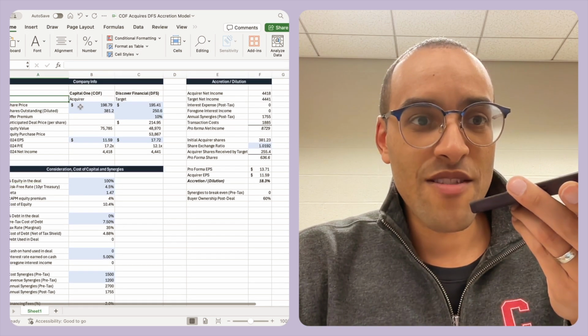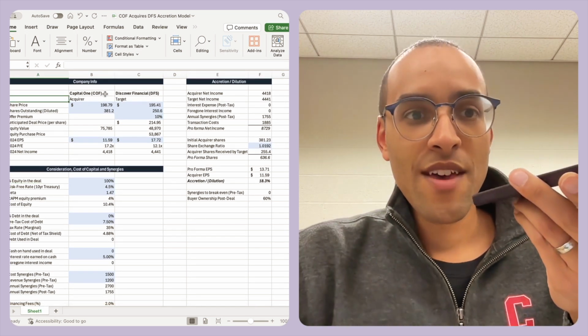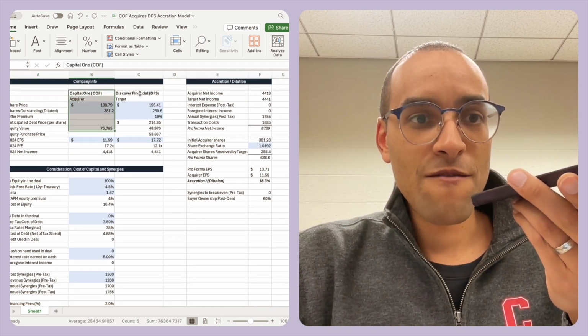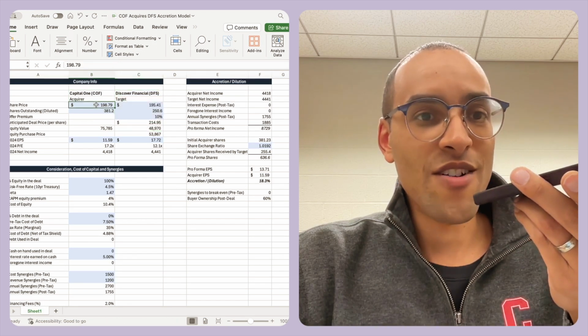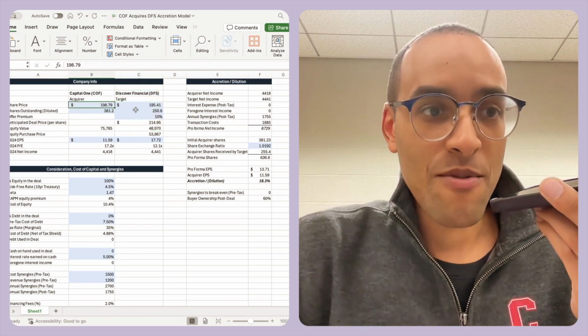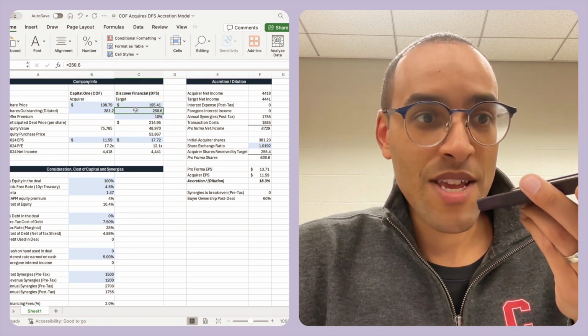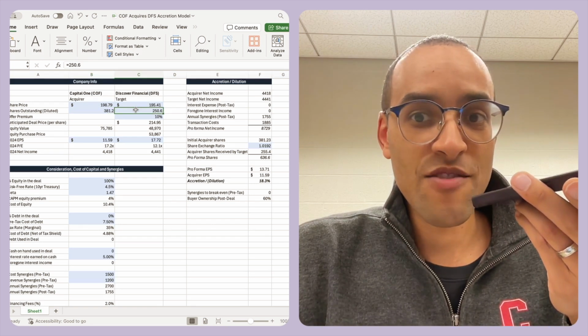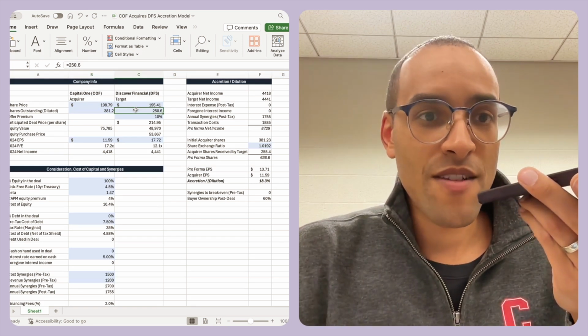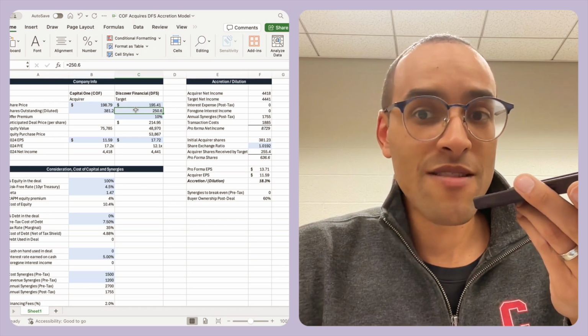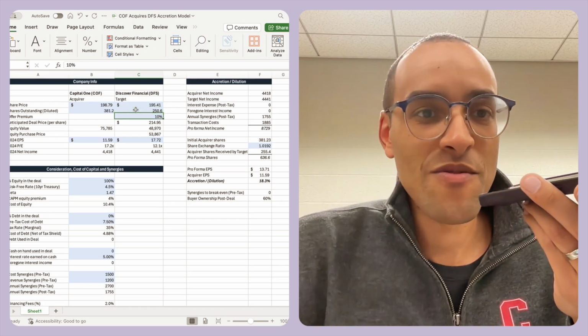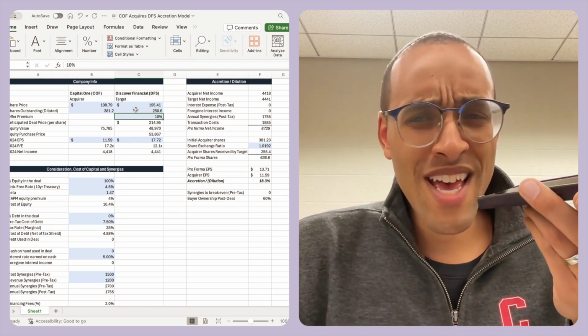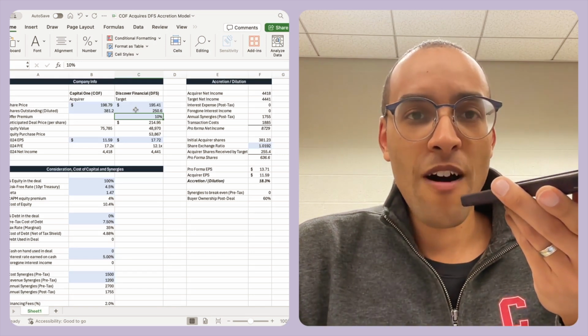Going into the company info section, you can see I've got some info for the acquirer, Capital One, and the target, Discover Financial. I pulled in the share price data for each company and the shares outstanding for each company. All these numbers, unless there's a dollar sign, are in millions of dollars just to make it easier on the eyes. I went ahead and assumed a 10% offer premium.